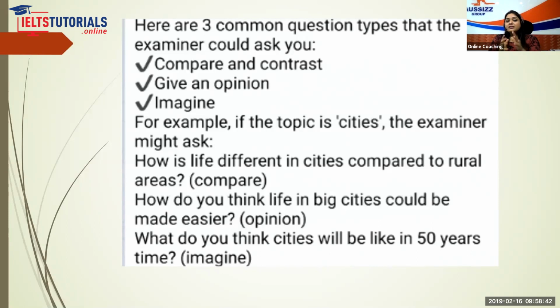Then, the second type of question is giving an opinion. So, they will just change the question to another level. How do you think life in big cities could be made easier? How do you think means he's asking your opinion. Okay. Then third is imagine. What do you think cities will be like in 50 years' time? So this is imagination, meaning the projection of your thoughts. It's leading to the future.